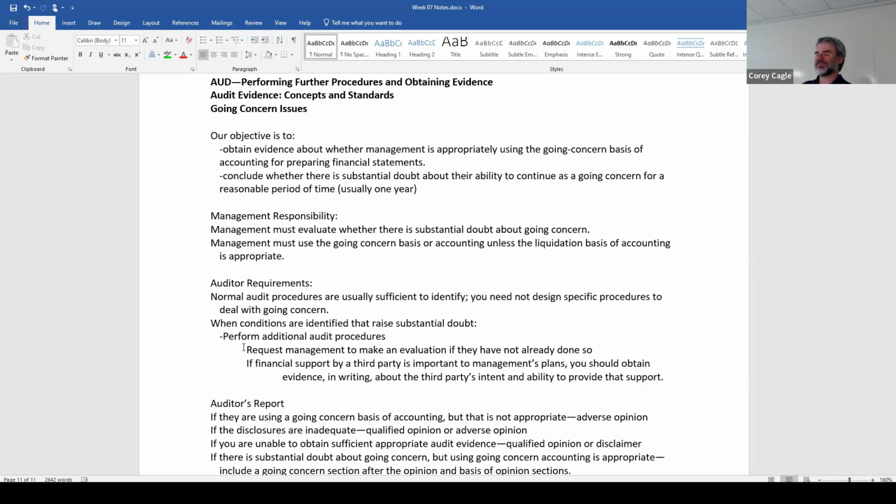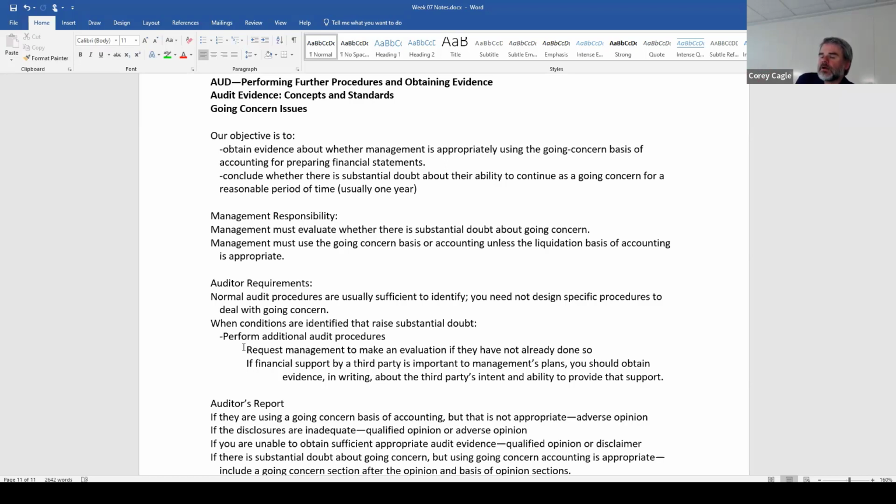Everything's current, right? So the going concern basis of accounting is out the window at that point. So that kind of gets at what our responsibility as auditors is. If it's not a going concern, those financial statements are wrong, right? If they're using a going concern basis. So we need to obtain evidence whether management is appropriately using a going concern basis of accounting. That'll come to light as we're doing our normal audit procedures, right?